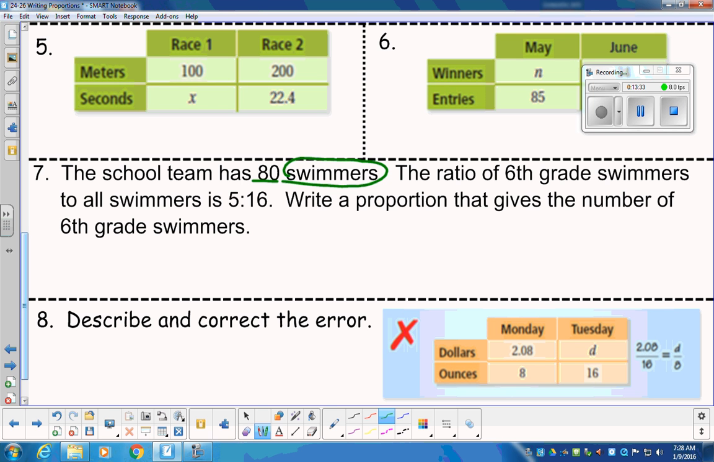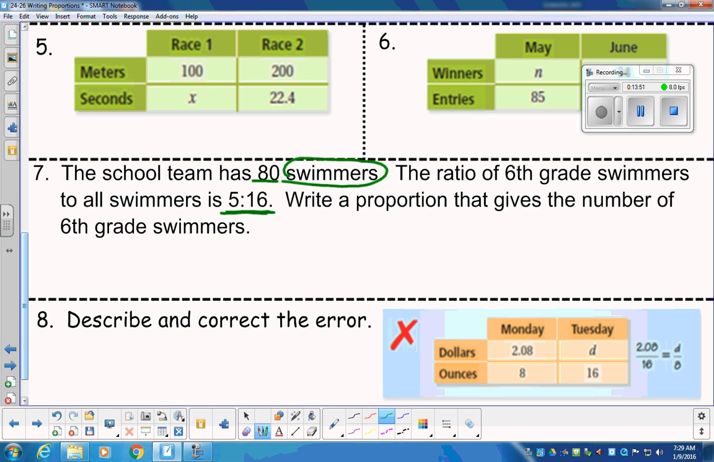The ratio of 6th grade swimmers to all swimmers is 5 to 16. Clearly 2 numbers are showing up right here. So there's my 3 numbers. I'll have an 80 in the table, a 5 in the table, a 16 in the table, and an x in the table. It's just a matter of making sure we put the right thing in the right spot.